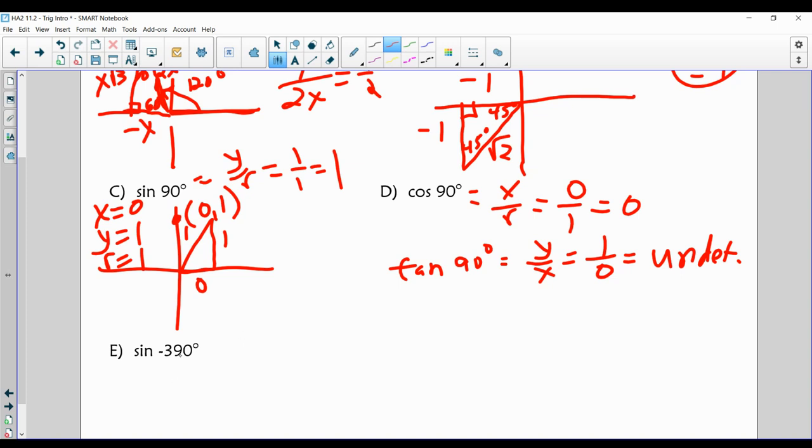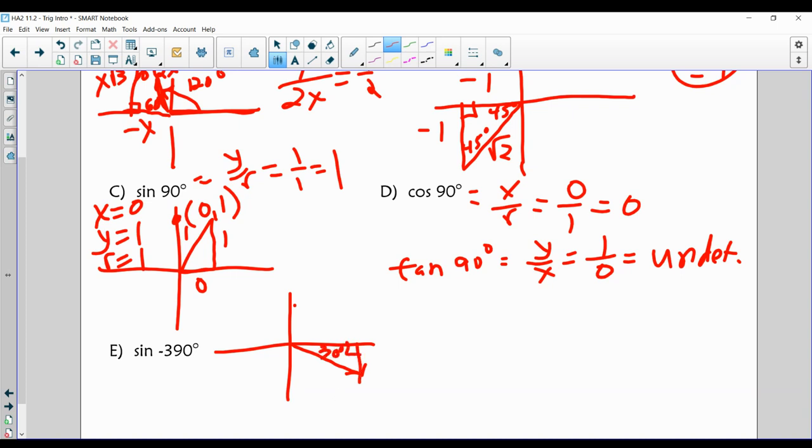All right, last one here. Negative 390. 0, negative 90, negative 180, negative 270, negative 360. I think I said that wrong. 0, negative 90, negative 180, negative 270, negative 360. 390 would just be a little bit past that. And if this is negative 360 and that's negative 90, this would be 30 degrees.